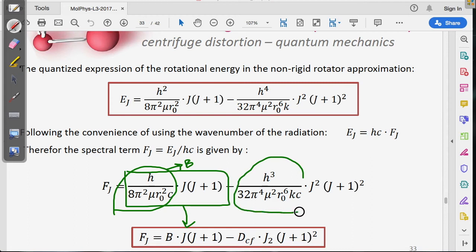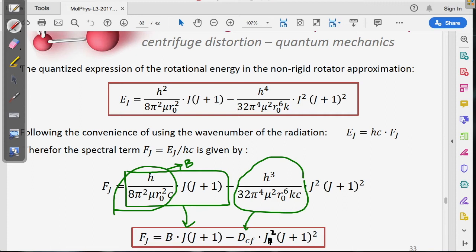Now, this here is a new term that we call D or DCF, the constant of centrifugal distortion, times J squared, (J+1) squared. Now, obviously, again, here there is a fault. Where is it? Okay, this is J squared. It's a typo. There is nothing called J2.